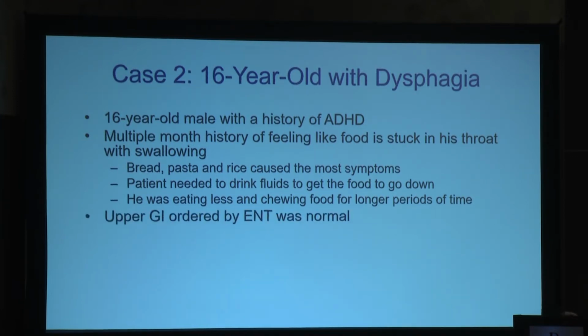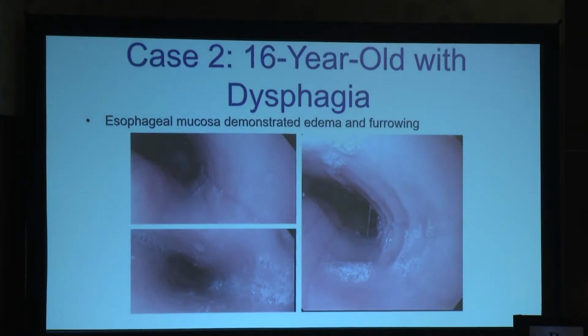He had seen an ENT before me who had ordered an upper GI. That was normal. So really with this history, I was worried for EOE, so we went ahead and performed a scope. And again, similar findings, edema and that linear furrowing. We discussed different treatment options, and he as well opted to do pharmacologic treatment. And we'll talk about all the treatment options later.